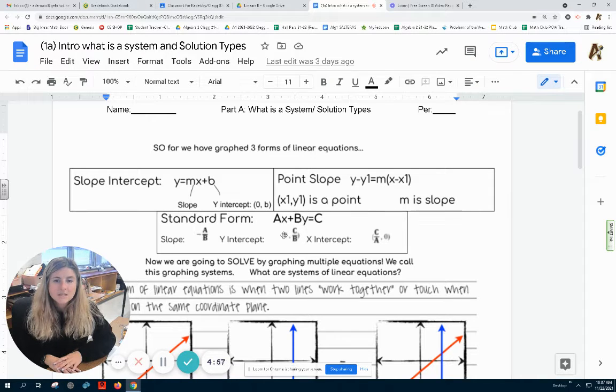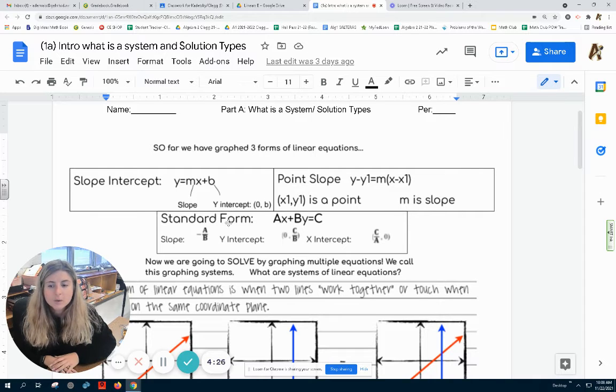Hi everyone. So today we are going to move on to systems and solution types. In this first part we're going to talk about solution types, and then we're going to go into systems. Basically, we have graphed three forms of linear equations so far. We've looked at slope-intercept, point-slope, and standard form. I included little screenshots of your cheat sheet for you to refer back to. We do know how to graph all three forms right now.